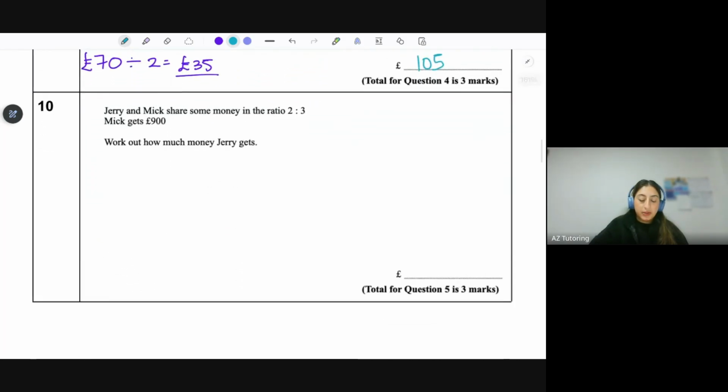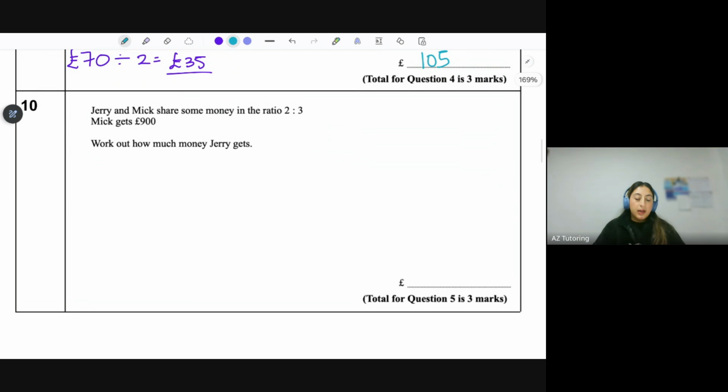So moving on to question 10. Jerry and Mick share some money in the ratio 2-3. Mick gets £900. Work out how much money Jerry gets. So let's just highlight. Jerry and Mick share the money in 2-3. Mick gets £900. We know exactly how much Mick gets. So let's write down the ratio. 2-3. Jerry gets 2 parts and Mick gets 3 parts. So I'm just going to draw it out.